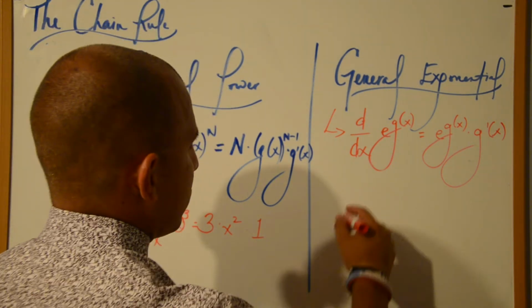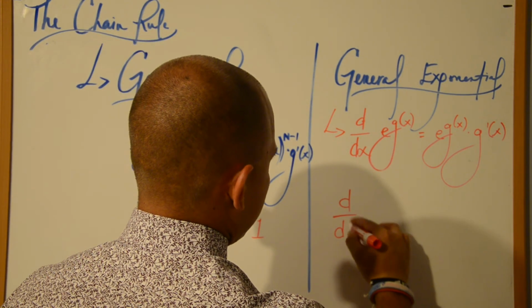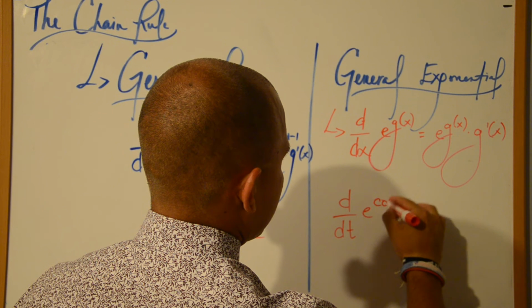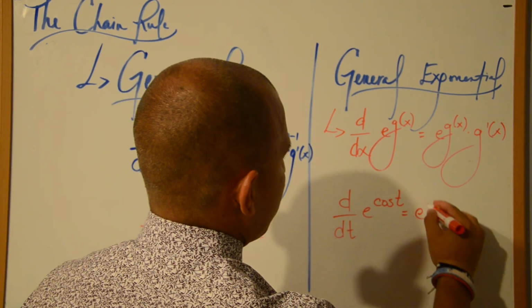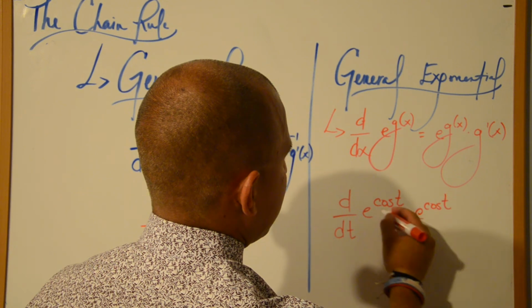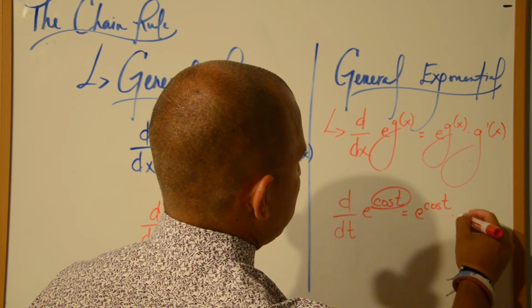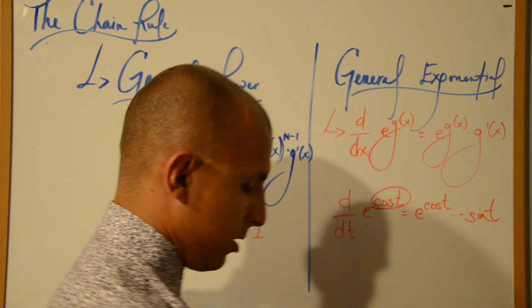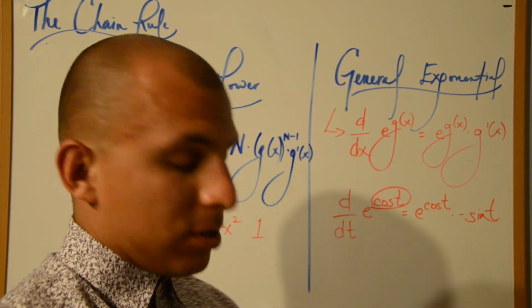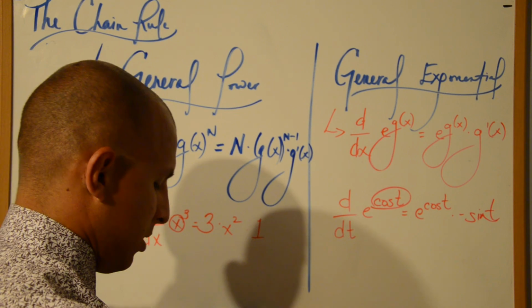And if we were to calculate the derivative of something ridiculous, like e to the cosine of t, we keep this as is, and then take the derivative of the exponent, which is simply negative sine of t. And that's all, folks. The chain rule in a nutshell.